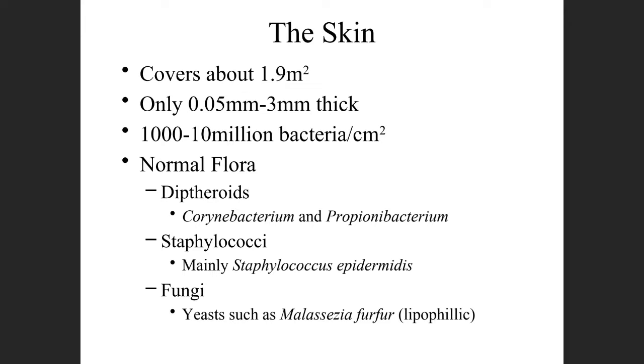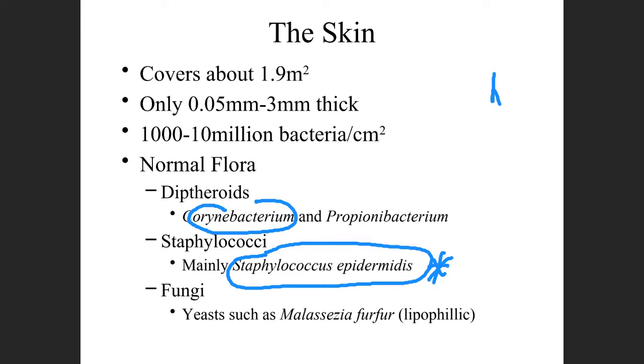As far as the normal flora that we find on the skin, there are a lot of different types of bacteria here, and many of them are Staphylococcus epidermidis. In other words, if you were looking at all the different types of bacteria on the skin, the most prevalent is Staph epidermidis. But there are different species of Corynebacterium and Propionibacterium on the skin too. Maybe not as much as Staph epidermidis, but definitely there.